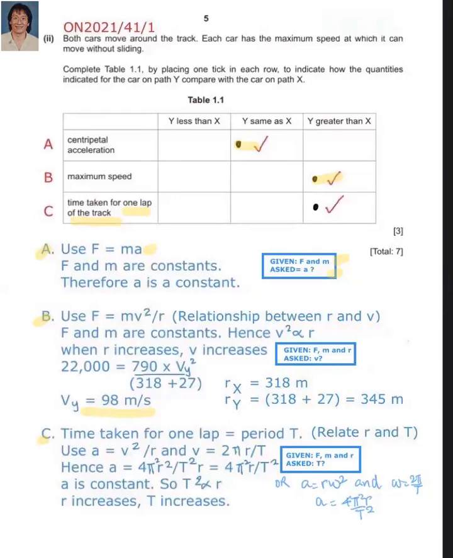So you are given F and M, and you have to find the relationship between R and T. R is the radius, T is the period. So the formula you use is A equals V squared over R, and V equals 2 pi R over T. Or you can use A equals R omega squared, and omega equals 2 pi over T. So you simplify the equation, A equals 4 pi squared R over T squared. Since A is a constant, your T squared will be proportional to R, which means when your R increases, your T increases, which is why you put the tick here.